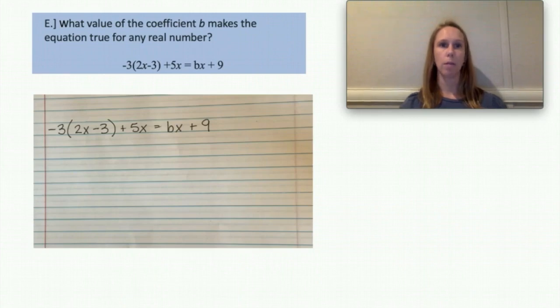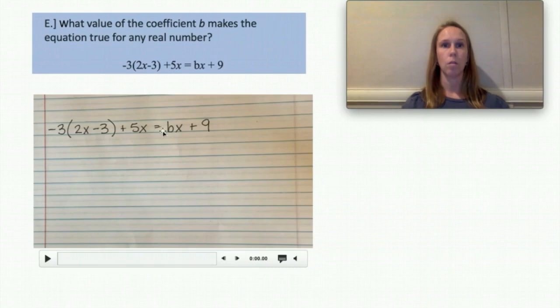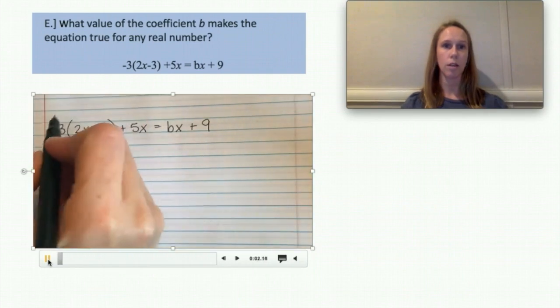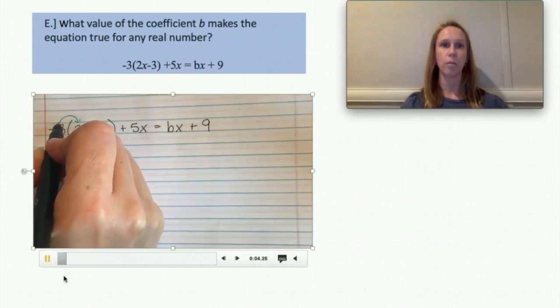And the final problem is what value of the coefficient b, which is right here, makes the equation true for any real number. So I've got to figure out how to make this expression on this side of the equal sign equal to this expression, bx plus 9. So I'm going to start, you guessed it, just like all the others, by using the distributive property.